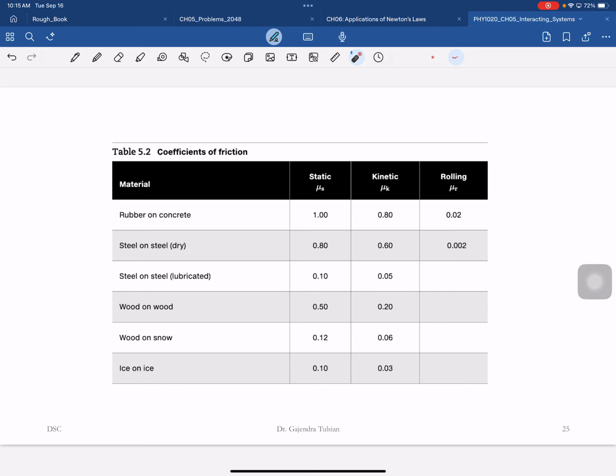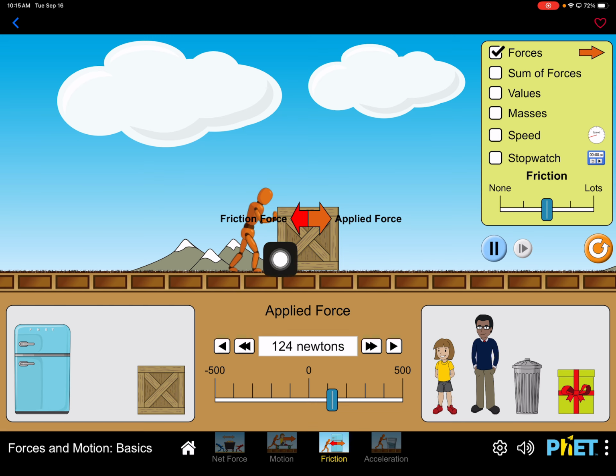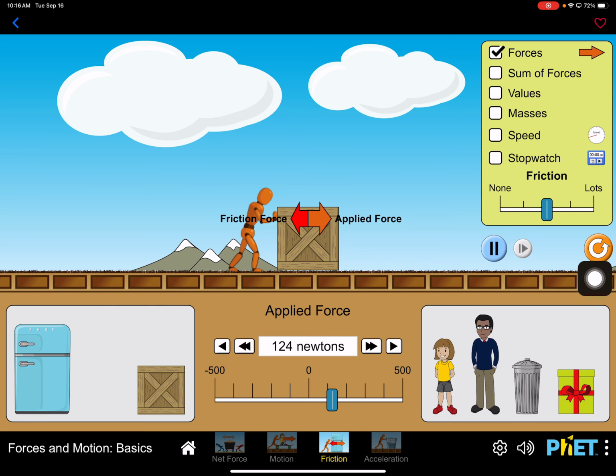Once the object starts moving, now there's a kinetic friction force. There's a friction force still, but this force is constant. And this kinetic friction force is always smaller than the maximum static friction force. So once you get it moving, then it's easier to keep it moving. Getting an object moving is the hardest part. And then once you get it moving, you don't have to apply as great a force to keep it moving.